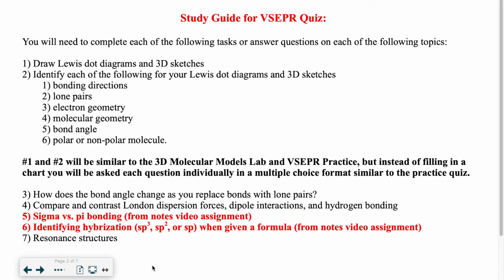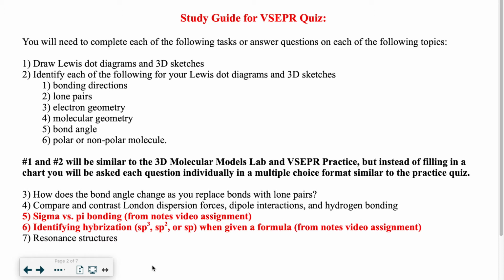Now for number 1 and 2, these are very similar to what you had to do in the 3D Molecular Models Lab and the VSEPR practice assignment, which was posted to Google Classroom. But instead of filling in a chart, you're going to be asked each question individually in a multiple choice format. This will be similar to what you are going to be completing on the practice quiz on Kia. Now in addition to this, you are also going to be asked questions about the following topics.